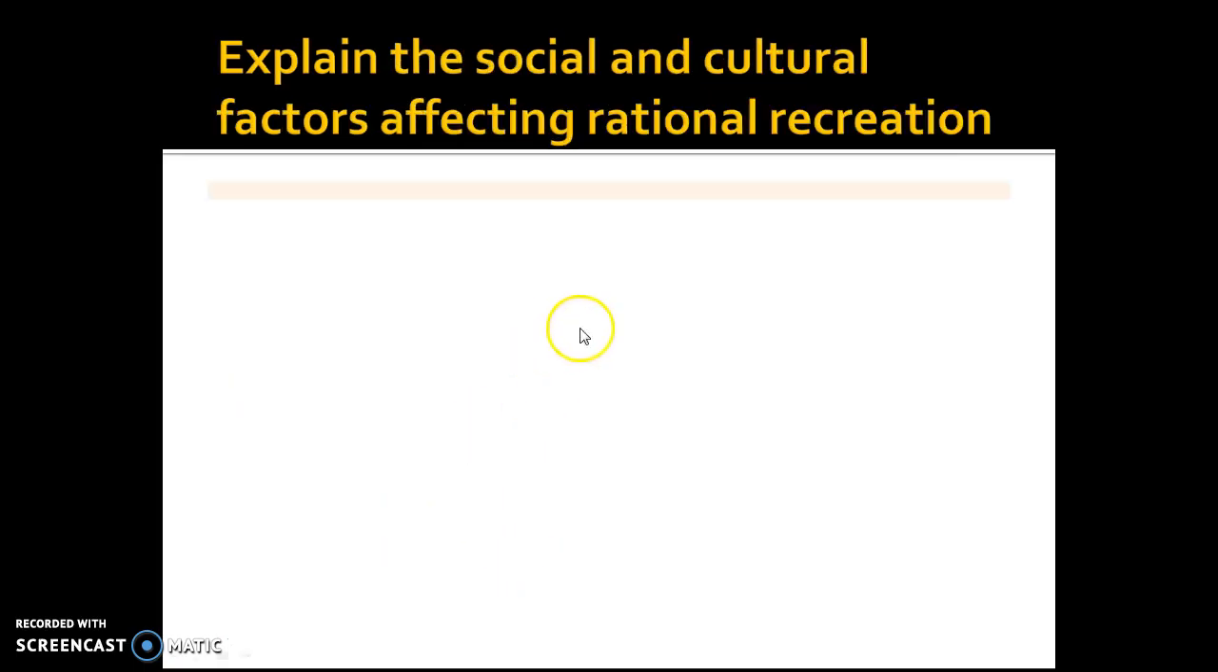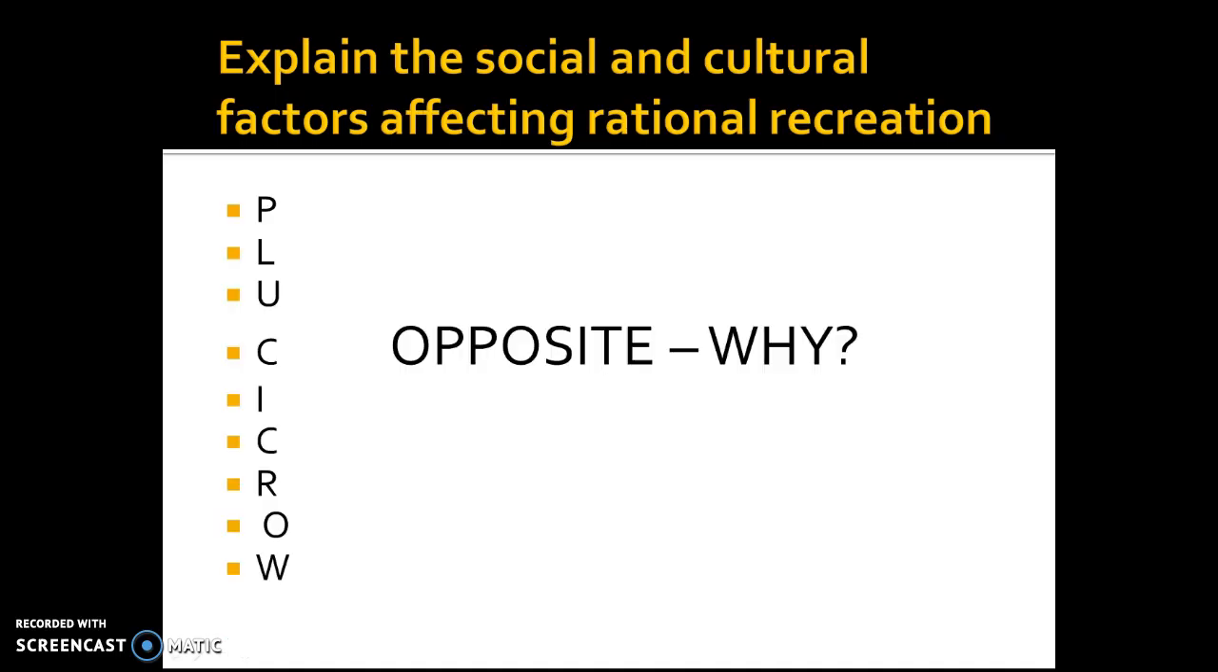Going on then, social and cultural factors affecting rational recreation. I don't really want to spend long on this. The key memory method is pluck a crow, opposite Y. Remember there are multiple Rs in this. So you're saying down here, it's not local, it's not uncoded, it's not cruel and violent, it's not irregular, it's not courtly popular, it's not rural, it's not occupational so much now. What it is, but in a slightly different way, and wagering is slightly different.